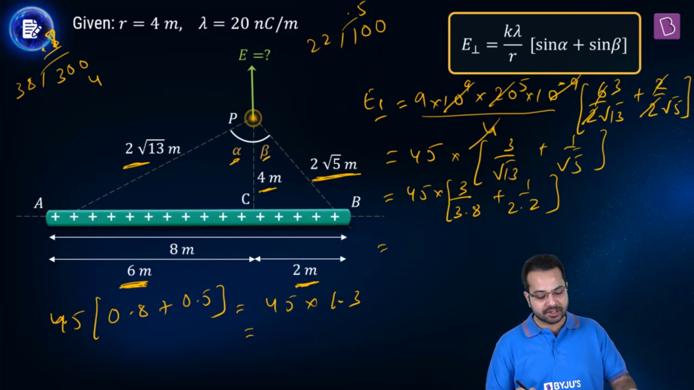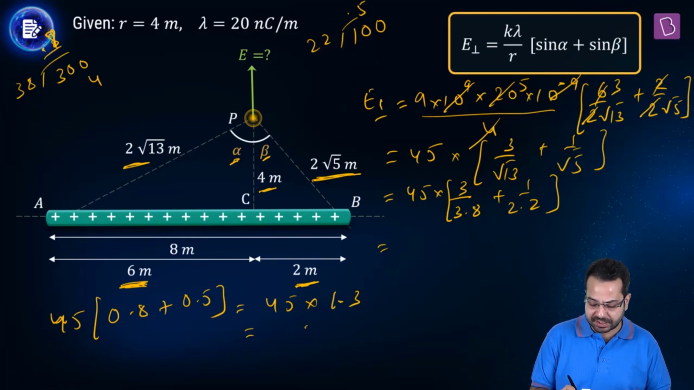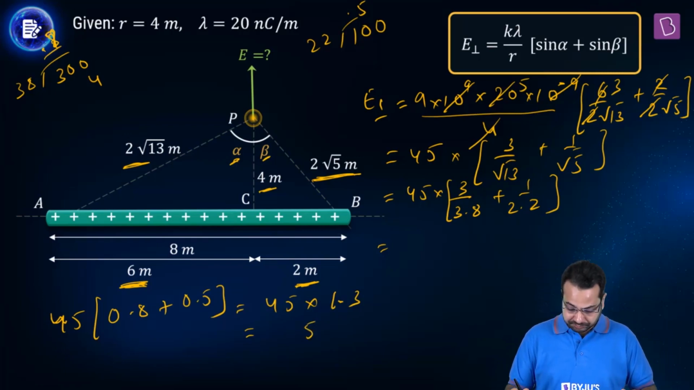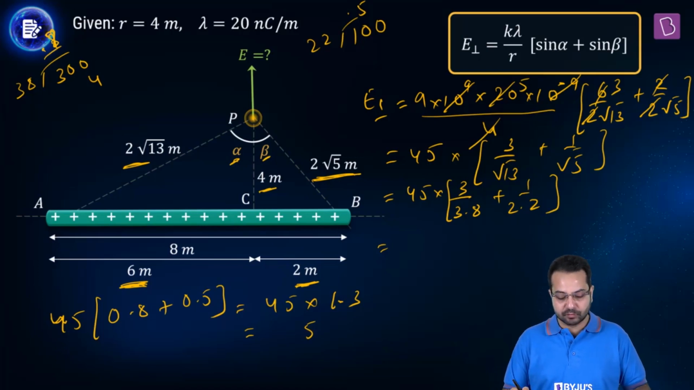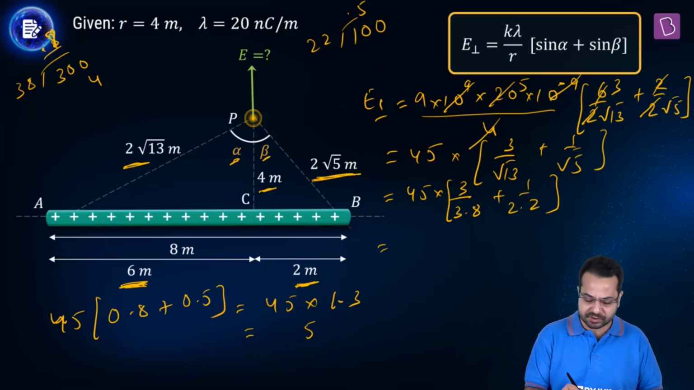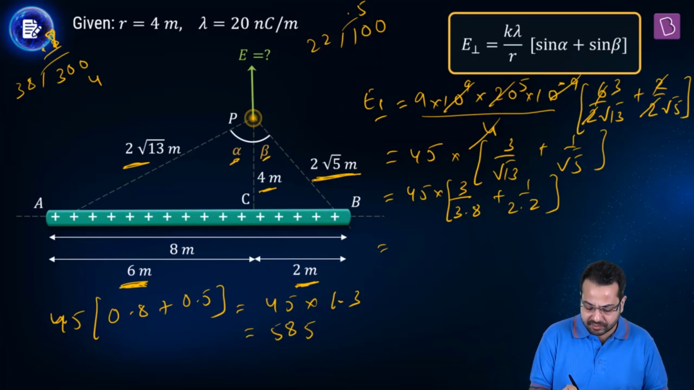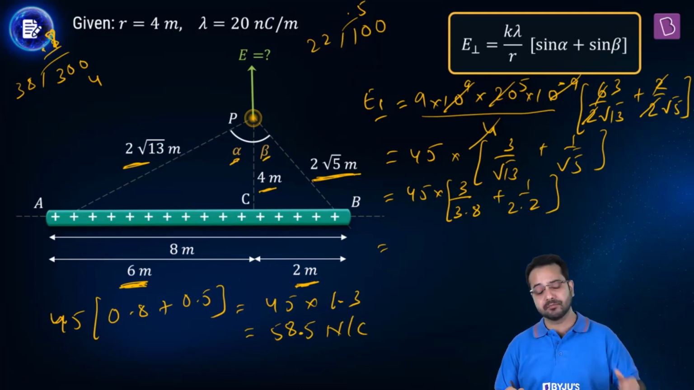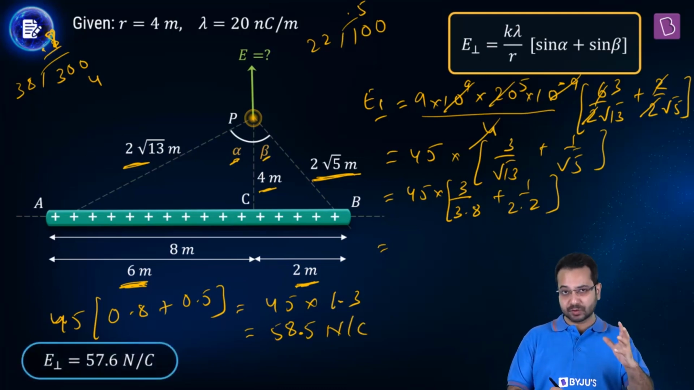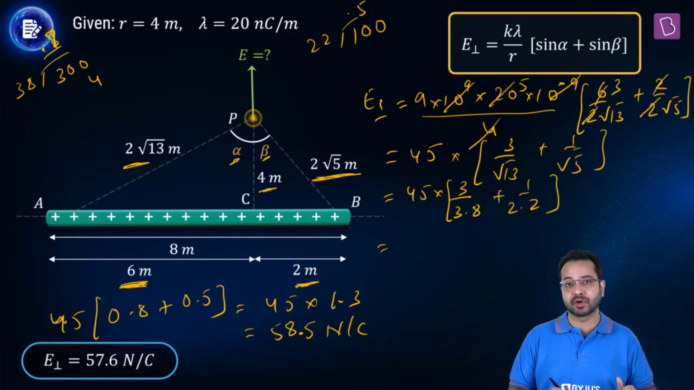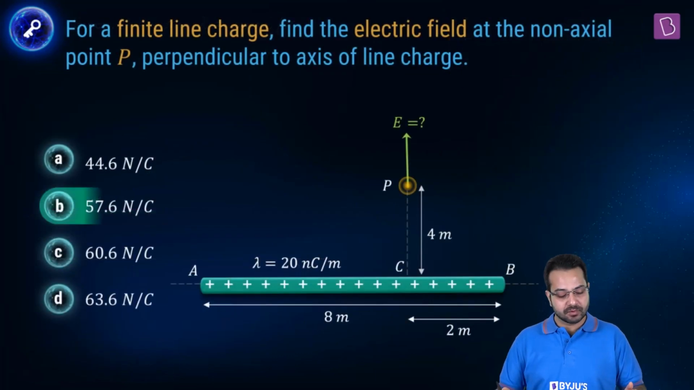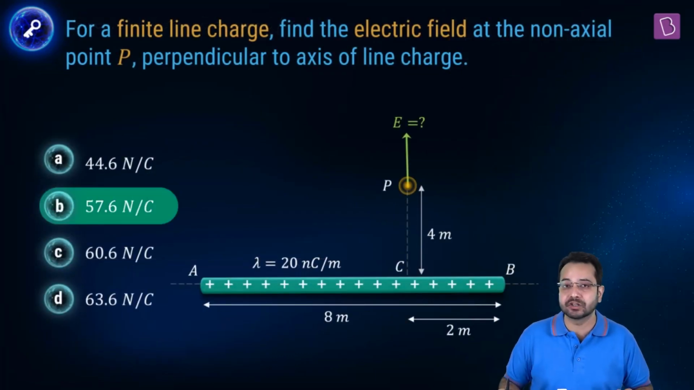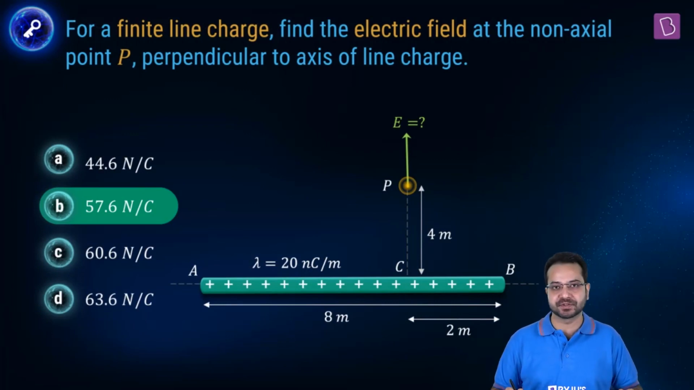Okay, let's do the calculation. 13 into 5 is 65. So 13 into 4 is 52. 52 and 6 is 58. So approximately we have got 58.5 Newton per Coulomb. Let's look at the options. So the closest option we have is 57.6 Newton per Coulomb. So option B is going to be our right option.